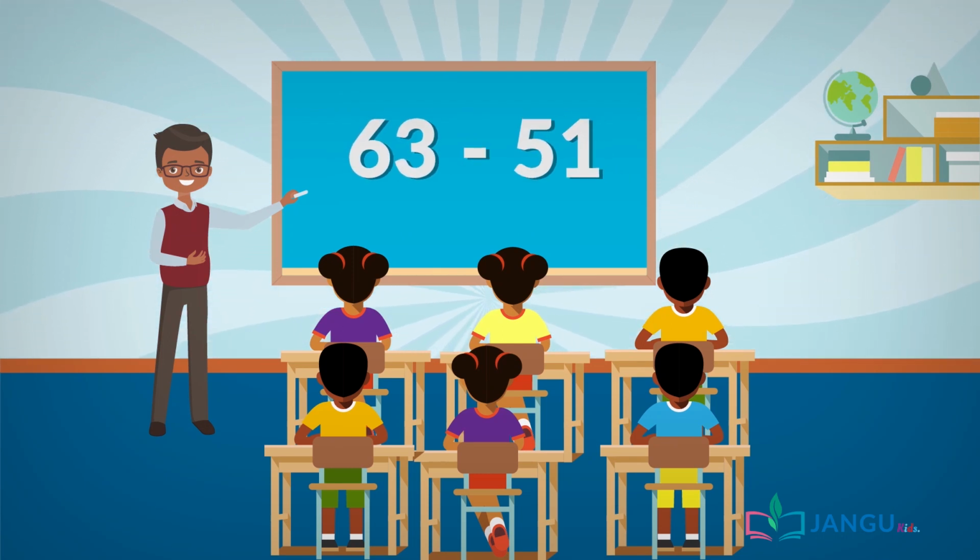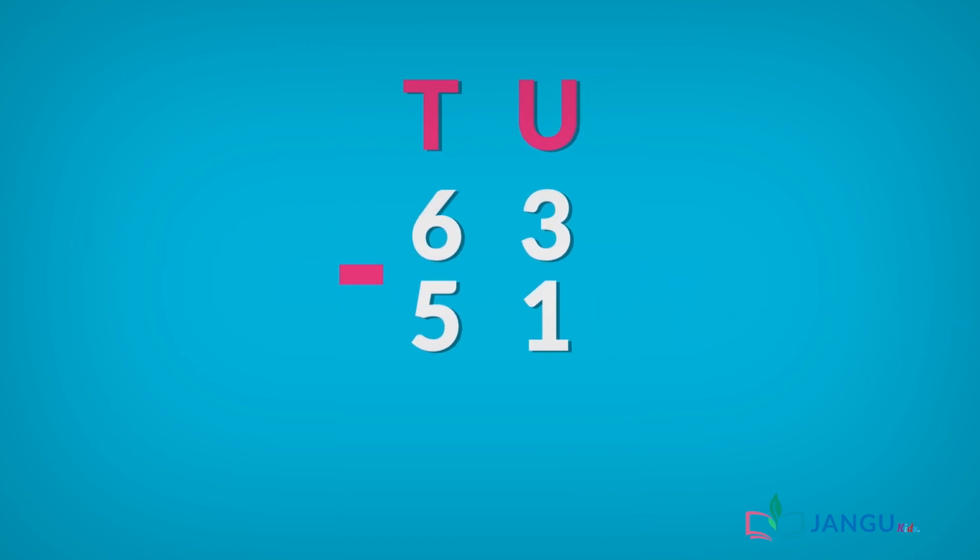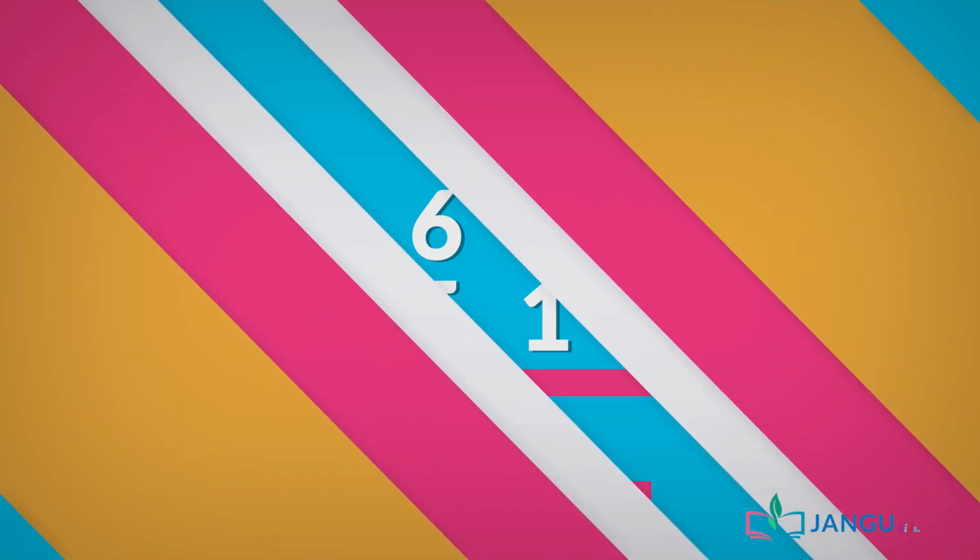Subtracting 51 from 63. You place the numbers in tens and units. Subtract the units first, then the tens, giving you 12, 1 tens, and 2 units. Let's try another example.